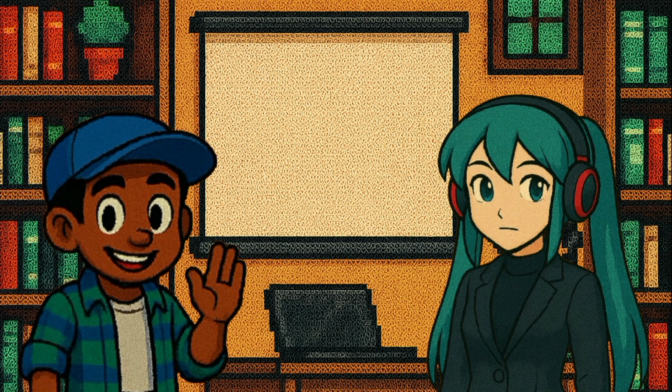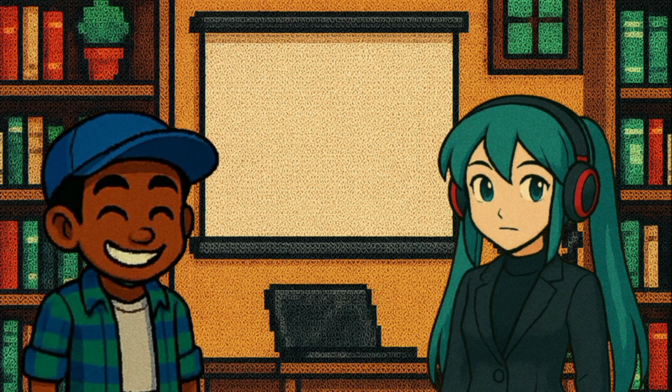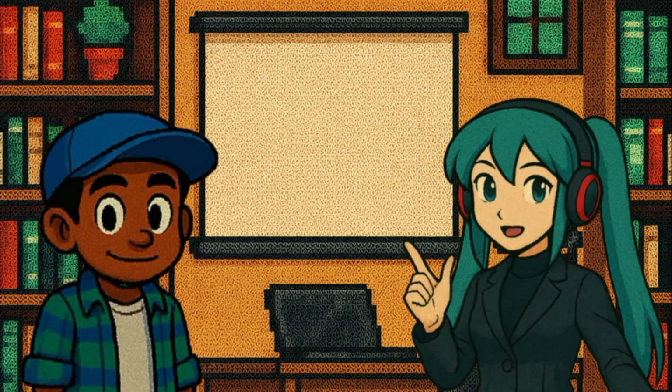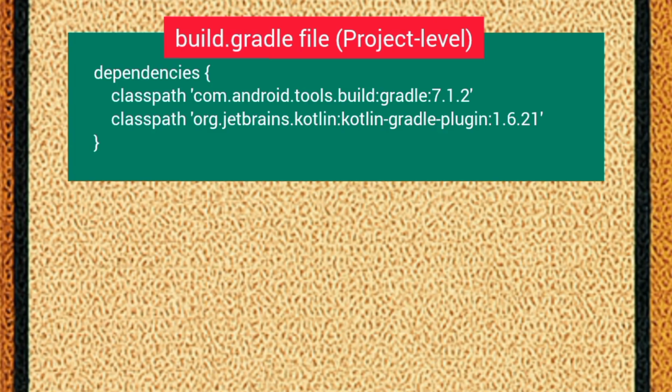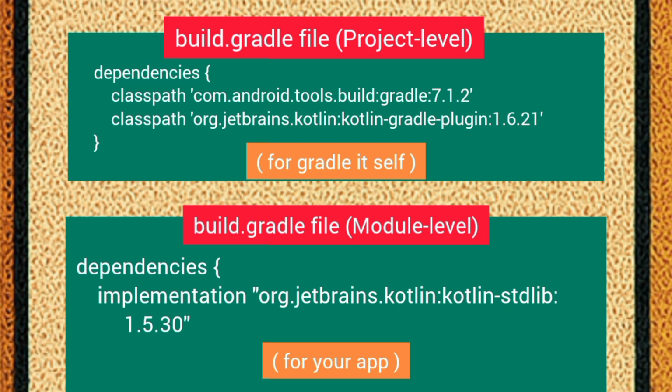Alright, remember when we said there was another file that also has dependencies? Here we are. But here it has another job. Here you tell Gradle what external features your app needs, like tools for networking, user interface components, databases, and more. Now here's something very important. Remember, the buildscript dependencies are for Gradle itself, helping it build the project. But the dependencies here are for your app, the features and libraries it will use while running.